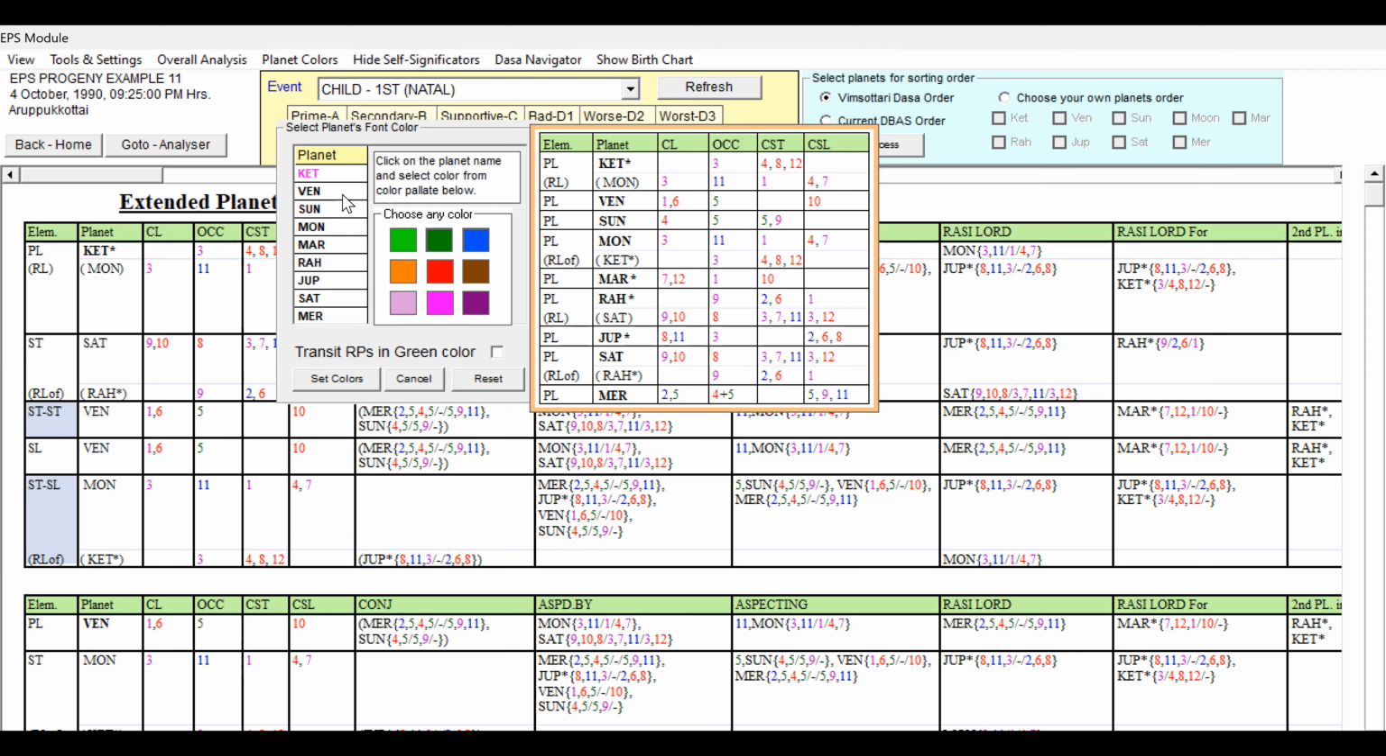So Venus, Lagna Lord, 6th Lord, occupying the 5th house and the 10th cuspal sublord. 6 and 10 is not good. 1 and 5 is good.